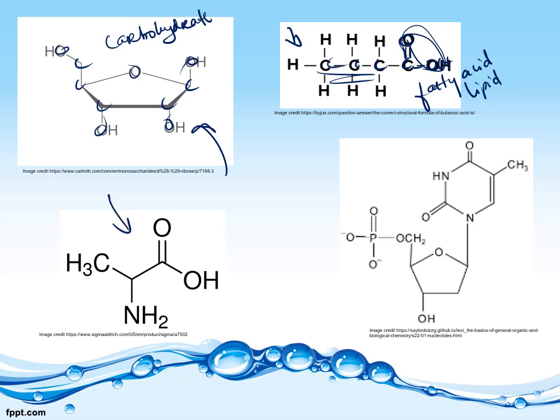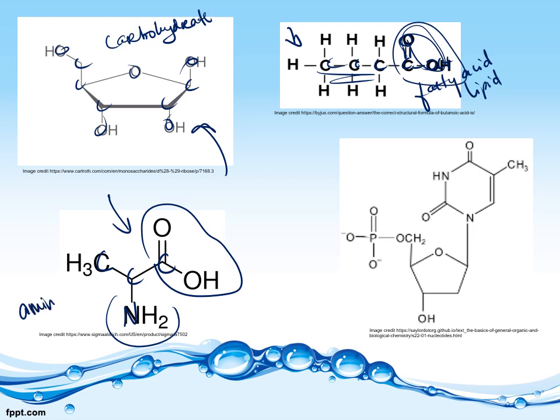This guy, notice that I've got carbon, carbon, another carbon. We have that double O and OH, just like we had on the fatty acid, but now I've got a nitrogen thrown in here, so it can't be a lipid because of that nitrogen. This guy is actually an amino acid. This amino acid happens to be alanine. You don't need to know that, but it's an amino acid that's going to build up a protein.